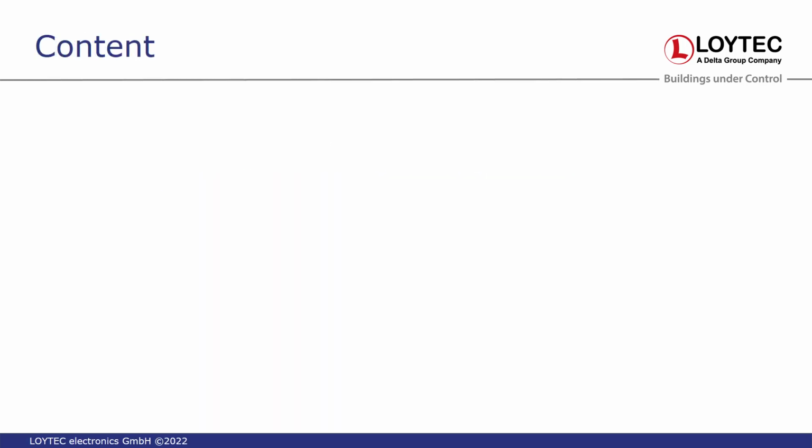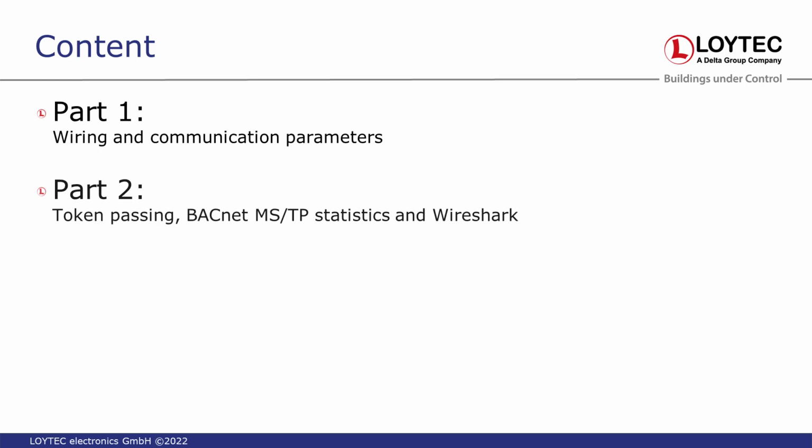Today's tech talk is split up into 4 parts. In part 1, we will introduce the recommended wiring and the BACnet MSTP channel communication parameters. In part 2, we will check the protocol from a near perspective, for example, how the token passing is working. We'll also see the BACnet MSTP statistics page and how, with the help of Wireshark, certain problems can be identified and in the most optimal situation also solved. In part 3, we will investigate problems on live examples, and in the last part, part 4, we will have a discussion round as usual.